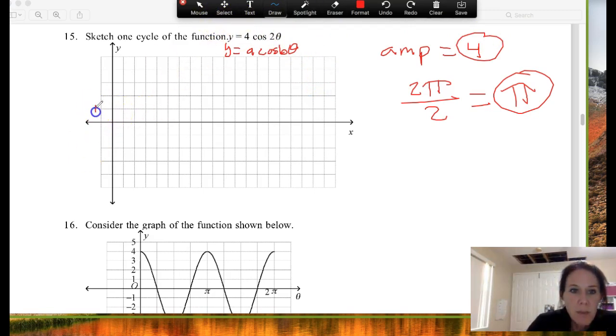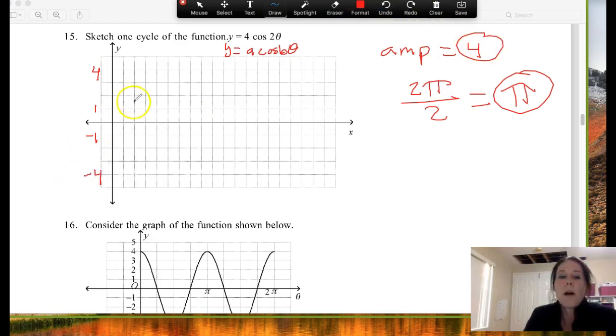So instead of going up to 1 and down to -1, I'm going to go up to 1, 2, 3, 4, and down to -4. Okay, normally your cosine curve starts at 1 and ends at 1. So know what your normal cosine curve looks like.